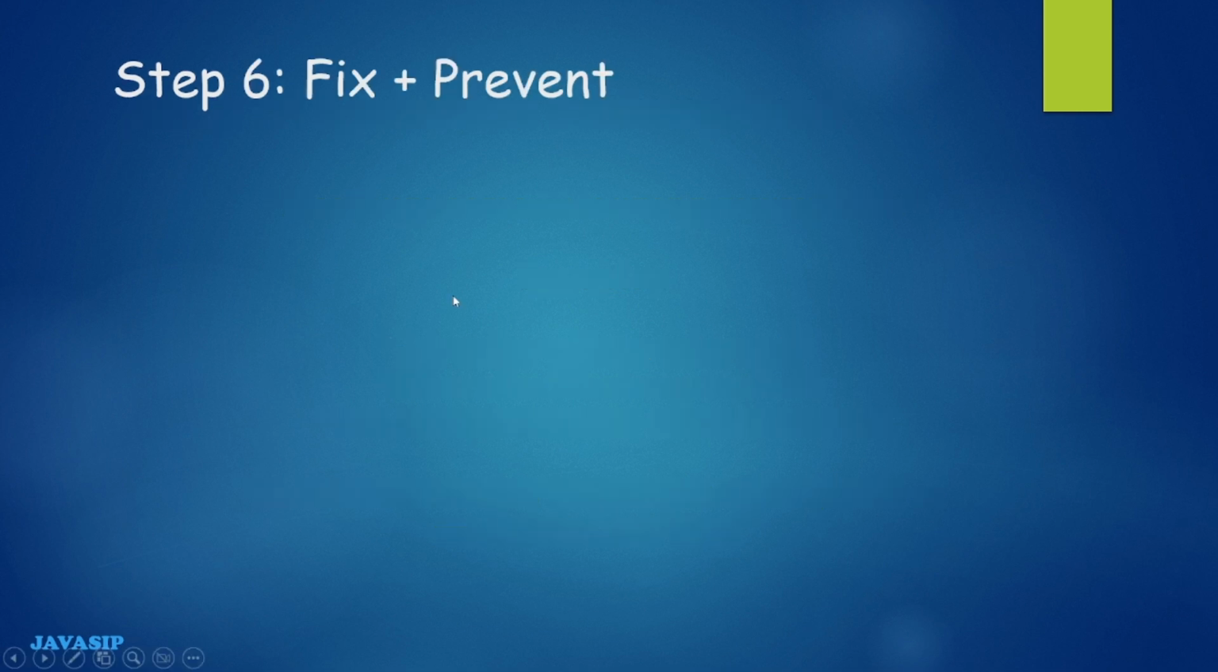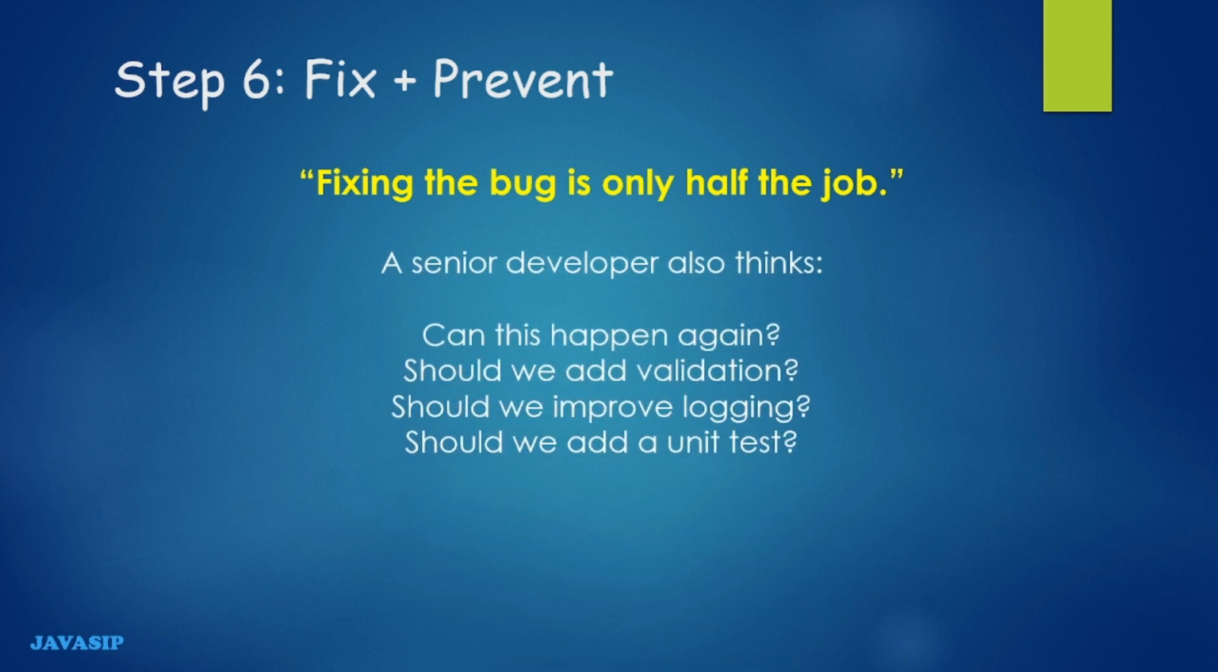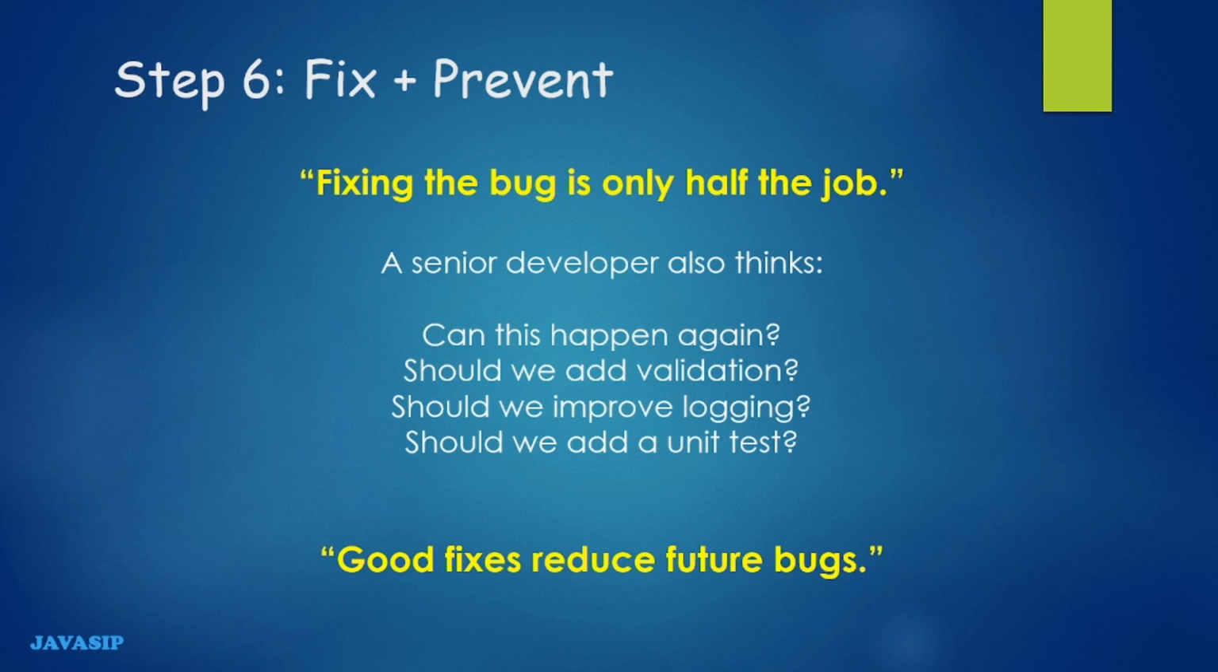Fix and prevent the bugs. Fixing the bug is only half the job. A senior developer also thinks, can this happen again? Should we add more validations to avoid such issues? Should we improve logging? Or should we add unit tests for such scenarios? Good fixes reduce future bugs.